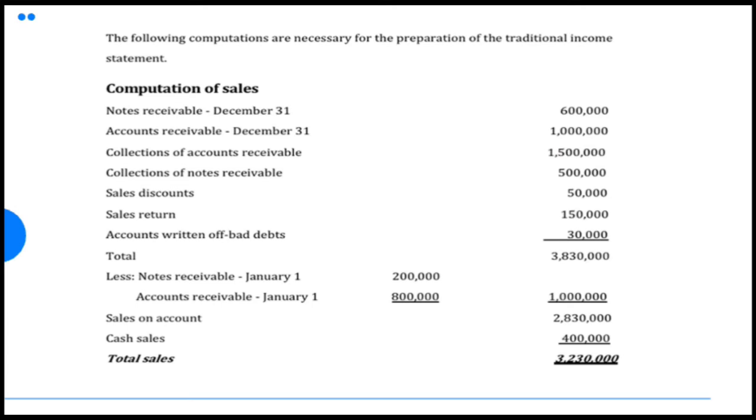So, para makuha natin yung sales on account, we need to less the 3,830,000 less 1 million. So, magkakaroon tayo ng 2,830,000. So, hindi pa natin kompleto para makuha yung total sales kasi kailangan pa natin i-add yung cash sales na 400,000. So, 2,830,000 plus 400,000 na cash sales. Ang magkakaroon na tayo ng total sales na 3,230,000 pesos. So, ganun lang yung way ng pagkuha natin sa Computation of Sales.